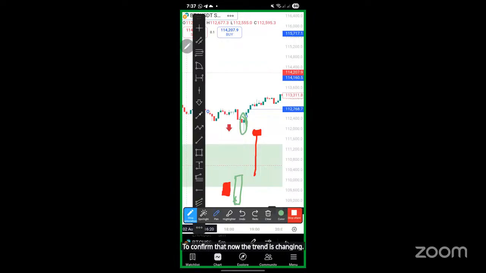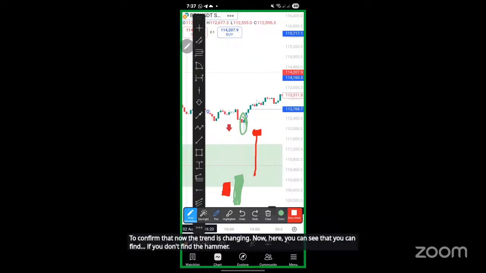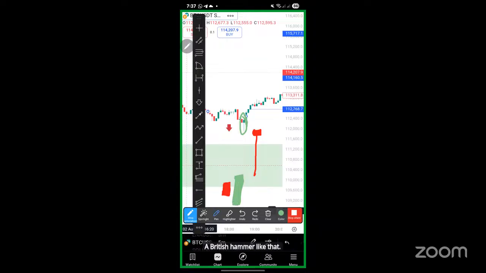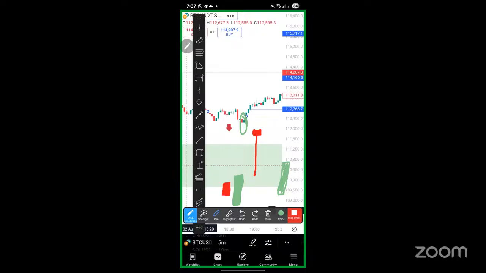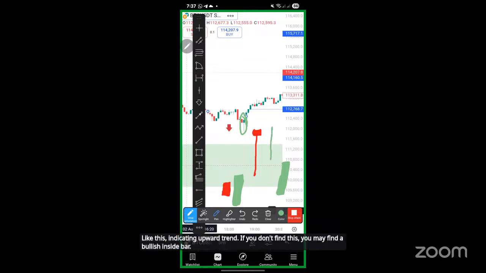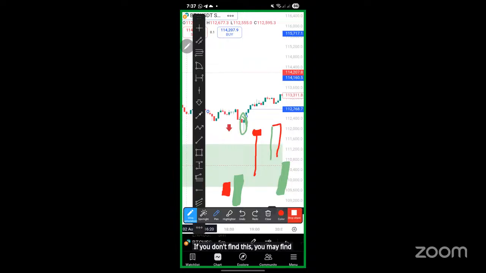Now, if you don't find a bullish hammer like that, you may find a bullish engulfing bar. If there is no bullish engulfing bar, you may find a bullish Marubozu candle like this, indicating upward trend. If you don't find this, you may find a bullish inside bar, or what we call a bullish harami. So you may find something like this.